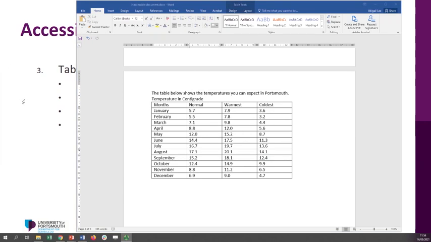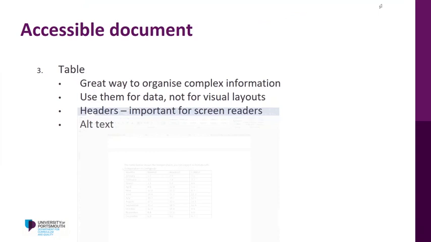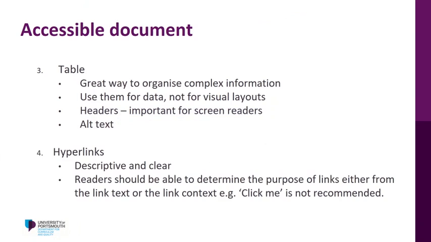So now let's continue to the next point. Hyperlinks. Hyperlinks should be descriptive and clear. The user should be able to determine the purpose of links either from the link text itself or the link context. So for example, "click me" is not recommended because just saying "click me" does not tell the reader the purpose of the link. So let's look at an example of how to do that.